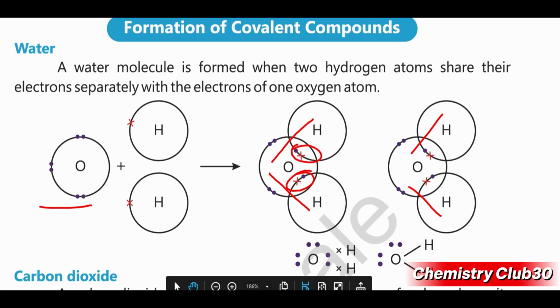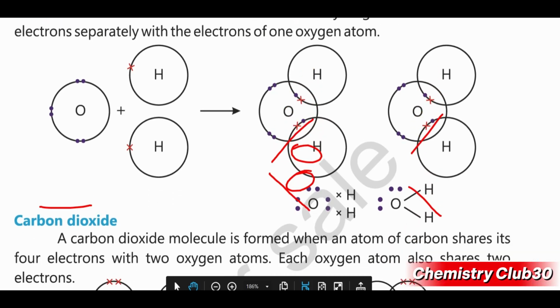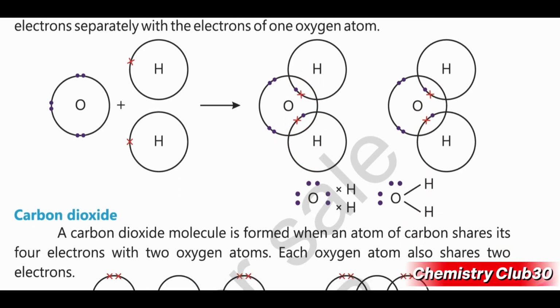This molecule formation can be shown by a dot and cross formula, in which oxygen is forming a single covalent bond with the hydrogen atom and another single bond with the other hydrogen atom, and it has two lone pairs, and overall it has 8 electrons in the valence shell. It can be shown by a single line representing a single covalent bond.